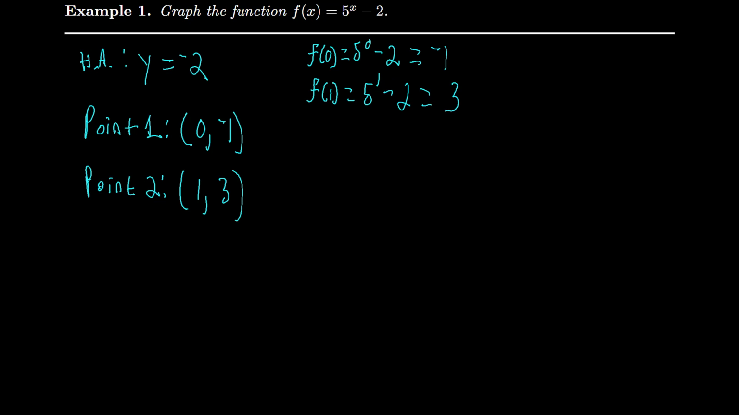So remember those 3 pieces of information. Write that down. Your horizontal asymptote is at y equals negative 2. Your first point is at 0 comma negative 1. And your second point is at 1, 3. And now we're going to go plot those where we need to.